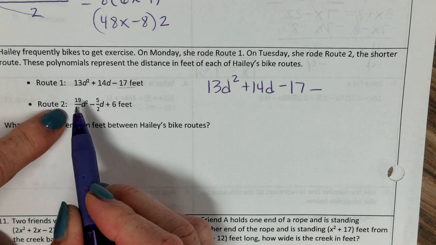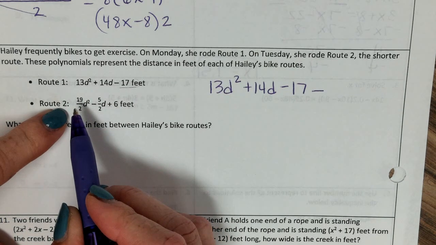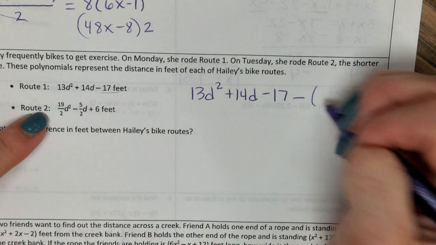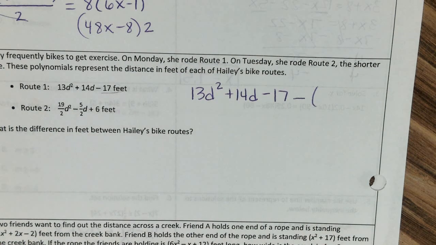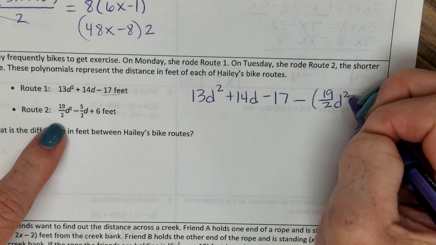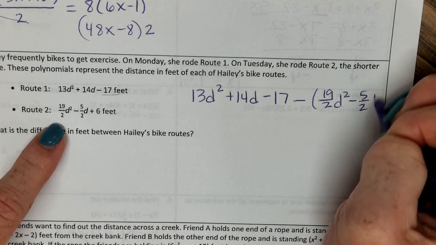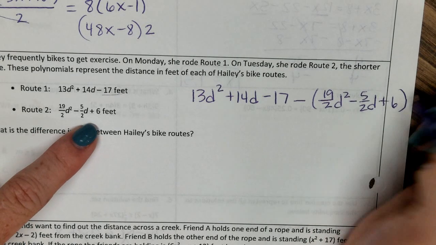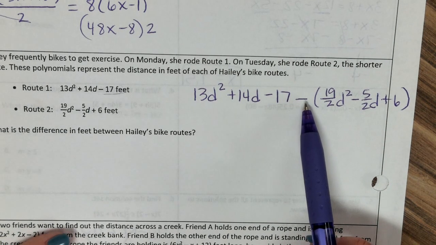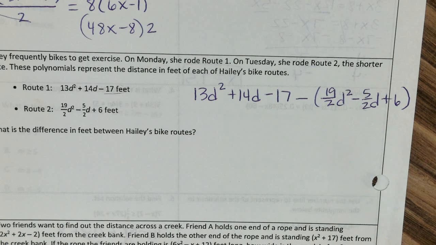So what would I need to put that in? Can I just put minus and then put that whole thing, or do I need to put it in parentheses because I'm subtracting the entire thing? I need to put it in parentheses. So 19 halves d squared minus 5 halves d plus 6. So before I do anything, what am I going to have to do with this subtraction sign? Distribute it. So be careful with those, okay?